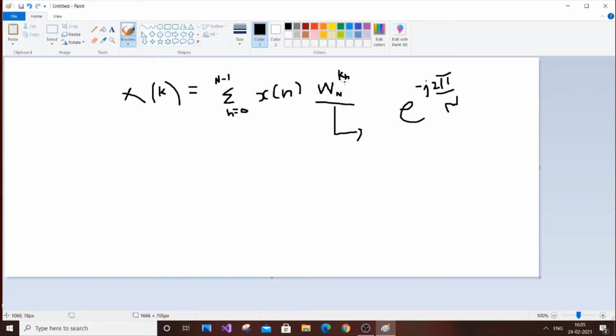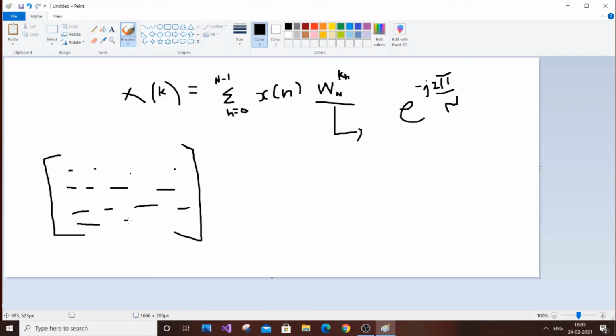Then came the matrix method. The matrix method has 16 element values, with 4 rows and 4 columns, W4 of 0, 0 and W4 of 1, 2, 3, like that. You need to find those 16 values by substituting into W_N using the twiddle factor, but that isn't actually necessary. It takes a lot of time to do that method.